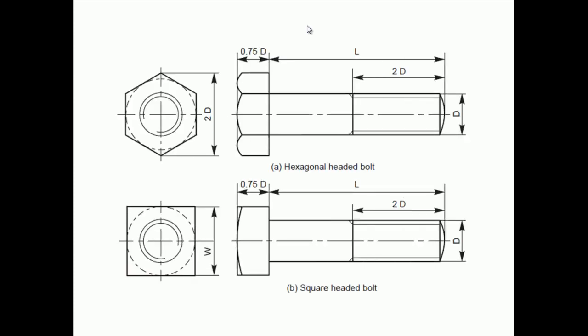So these are the two types of bolts. One is a hexagonal headed bolt. Another one is a square headed bolt. You can see this. It's a hexagonal and this one is the square head. You can see the schematic representation. All the dimensions are mentioned based on the diameter.